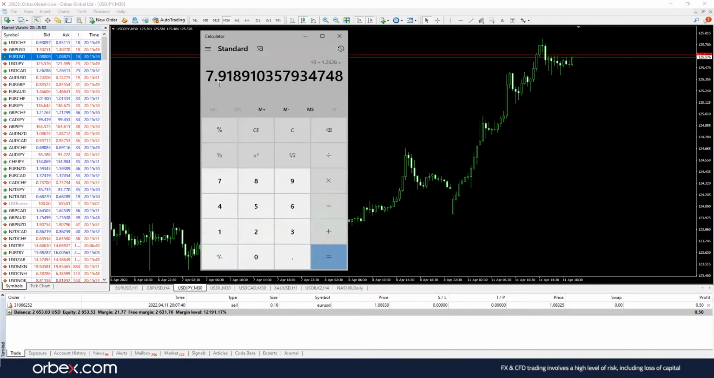So you just get a general understanding of what pip values for the pairs are stronger than others. As I said, with the quote currency pound dollar, it's $10 round every time. Dollar yen, we saw that just under $8. Dollar CAD just under $8. Dollar Swiss is $10, almost $11. So it is stronger. Pound pairs are very strong as well.